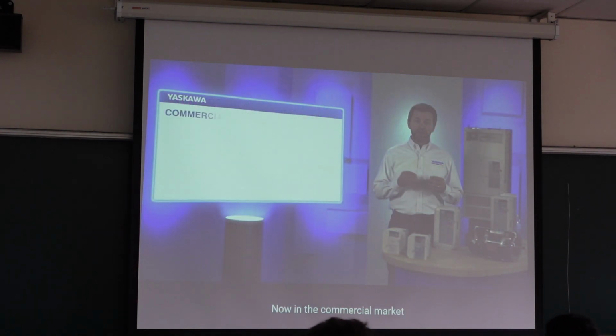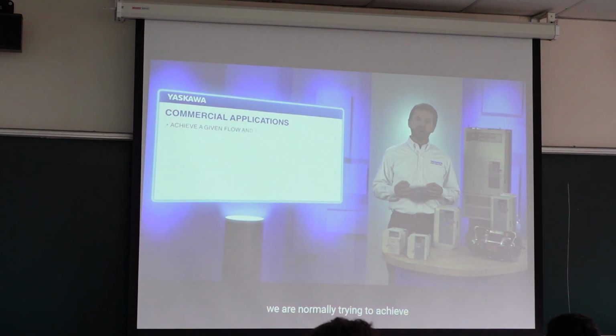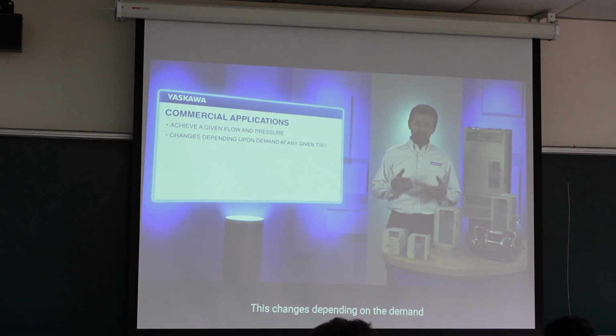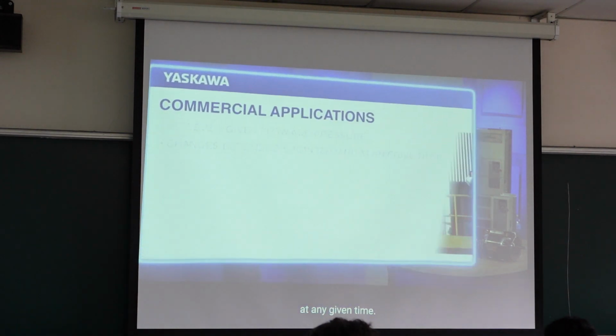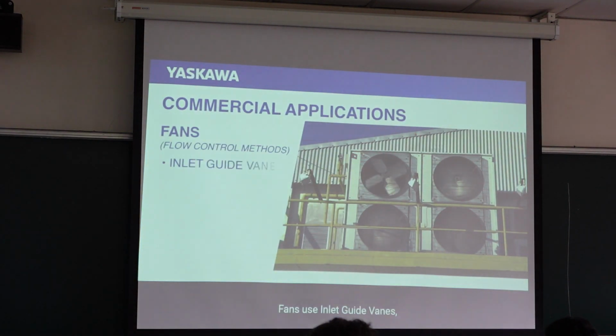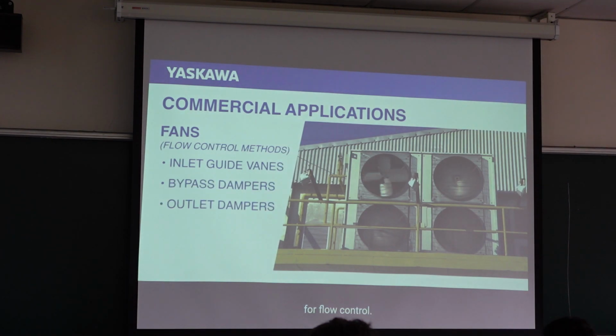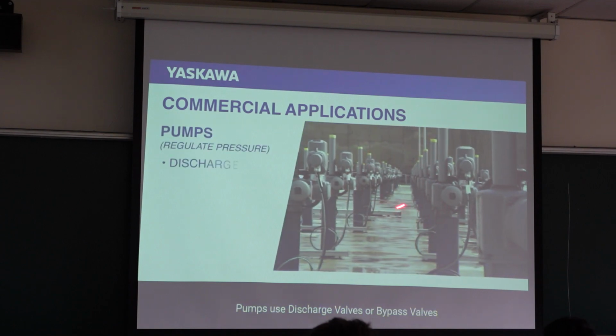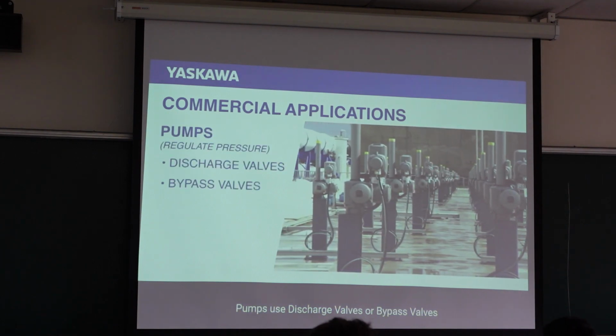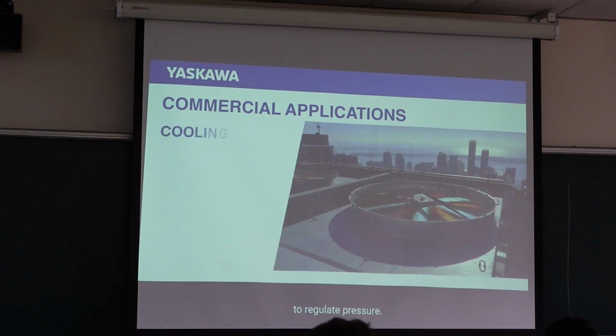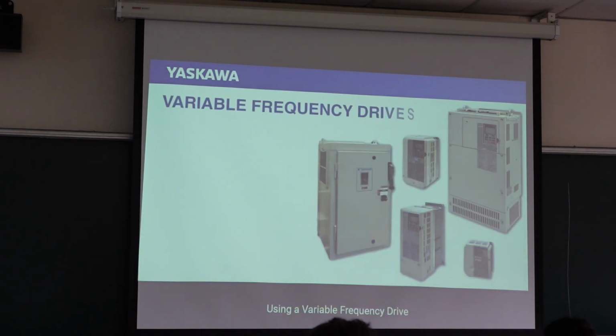Now, in the commercial market, many applications are normally trying to achieve a given flow and pressure. Flow and pressure changes depending on the demand at any given time. Fans use inlet guide vanes, bypass dampers, or outlet dampers for flow control. Pumps use discharge control valves or bypass valves to regulate flow and pressure. Cooling towers use a mixture of the two.